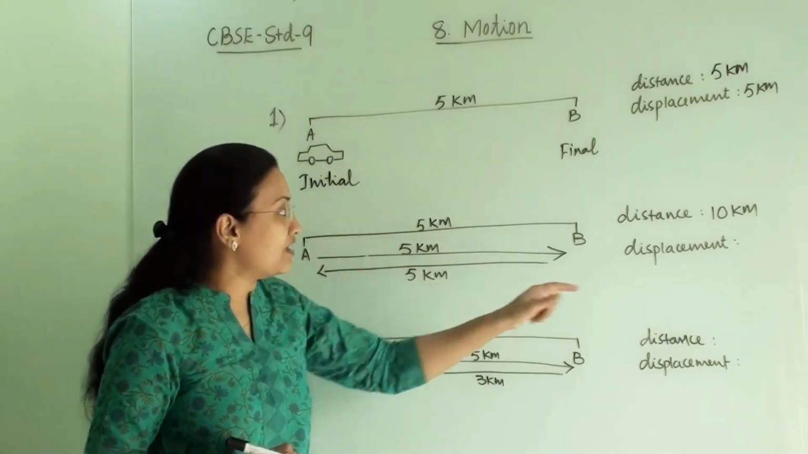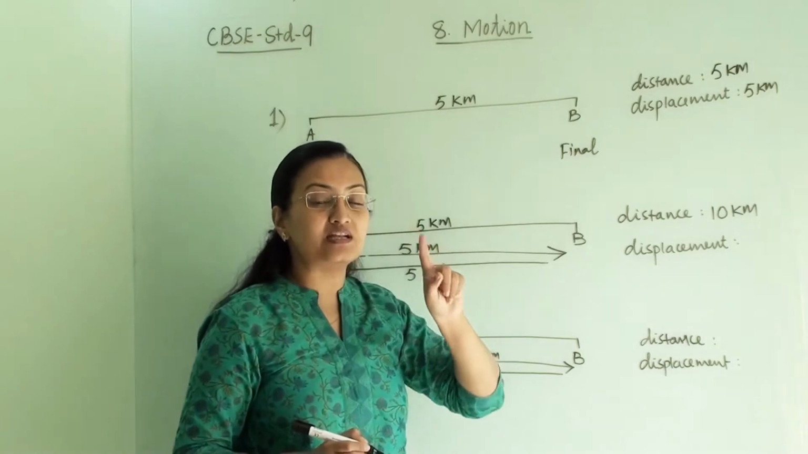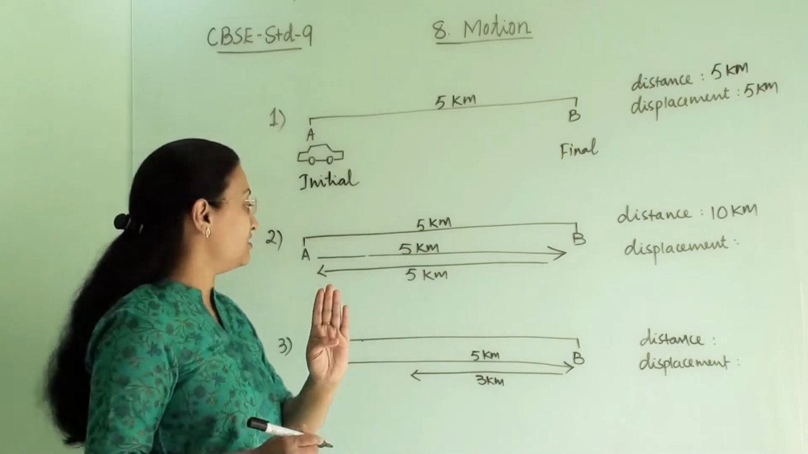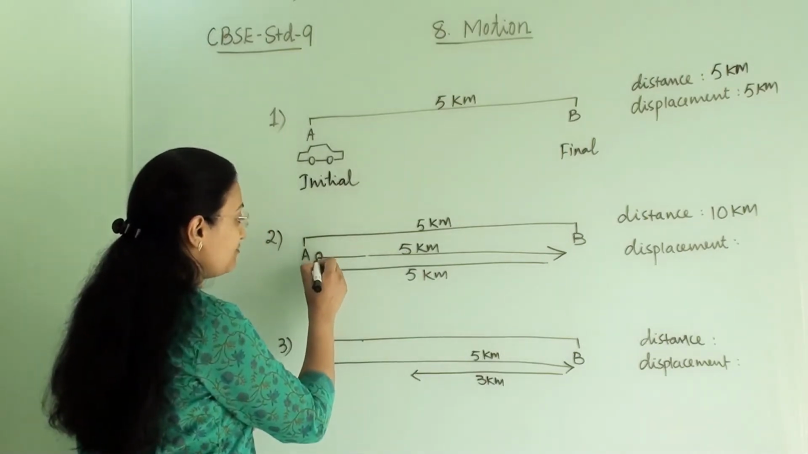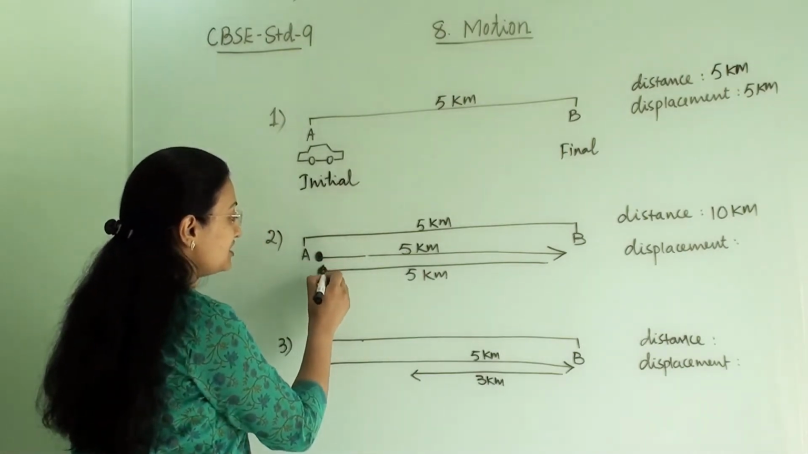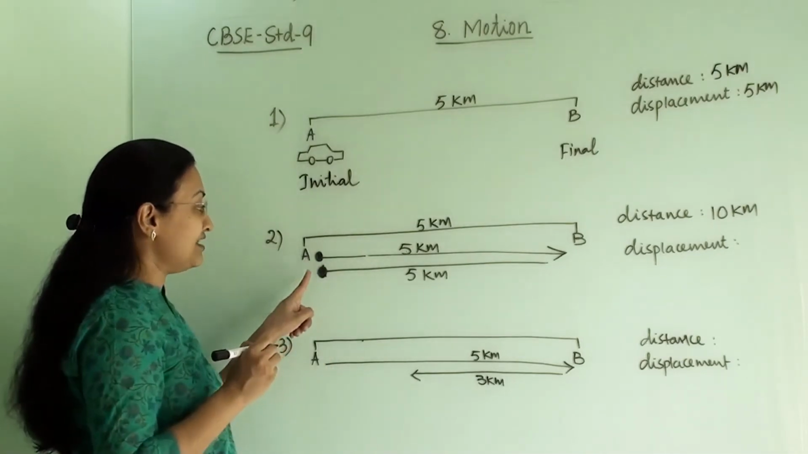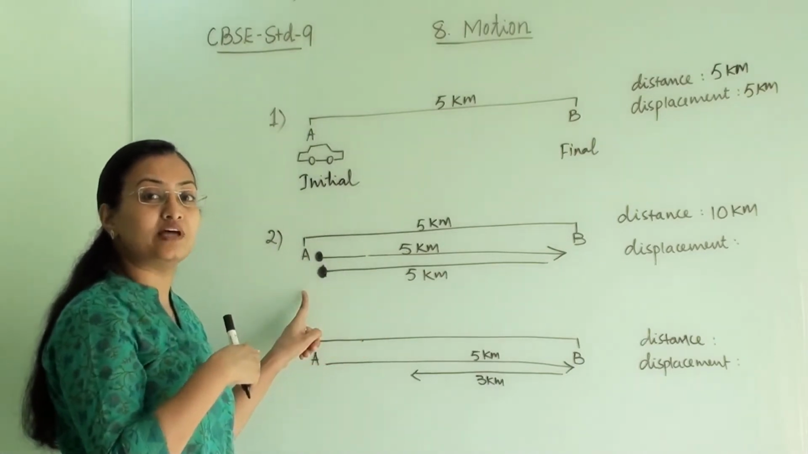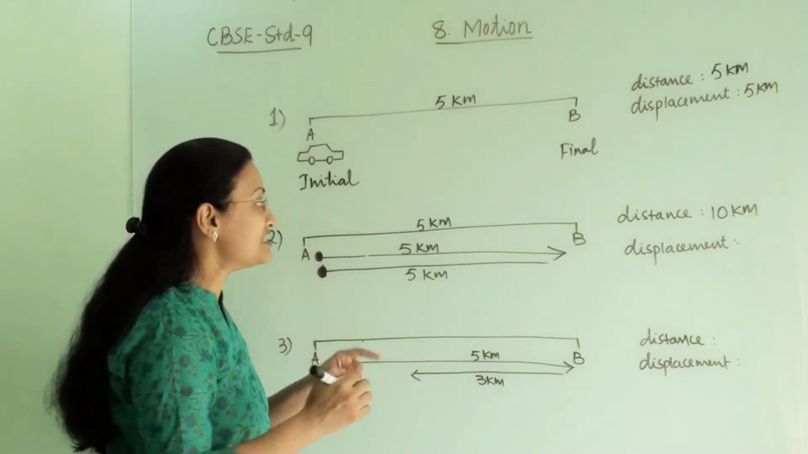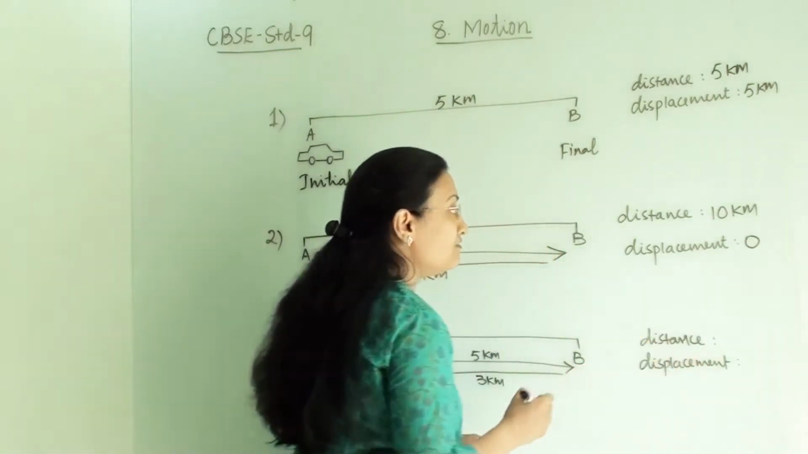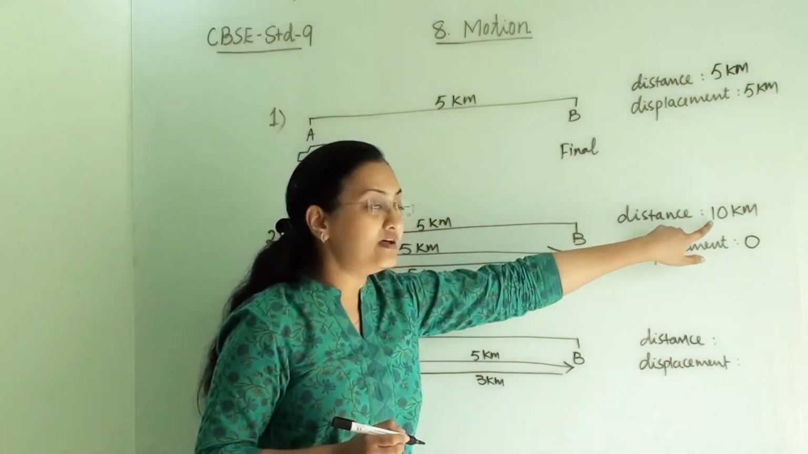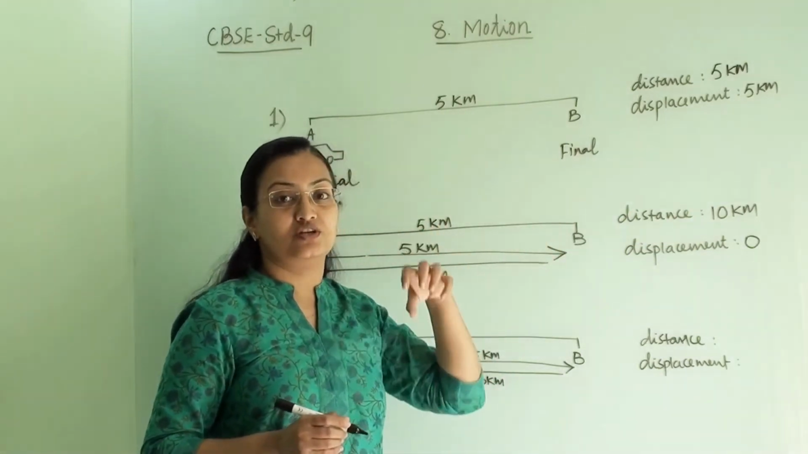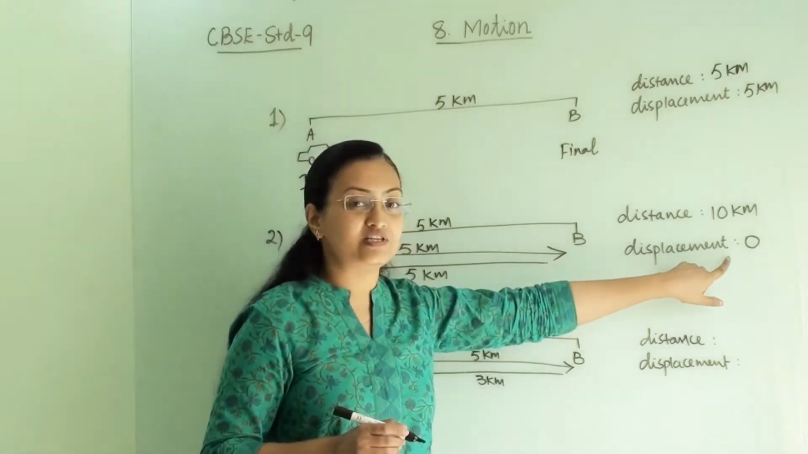Now when we are talking about displacement, displacement is the distance between the initial position and the final position. So the car has started from this position and it has reached this position. Actually it hasn't moved from where it started, it came back to that point again. So here our displacement will be 0. Even though the car has covered a distance of 10 km, it has come back to its original, initial position. So that's why the displacement is 0.